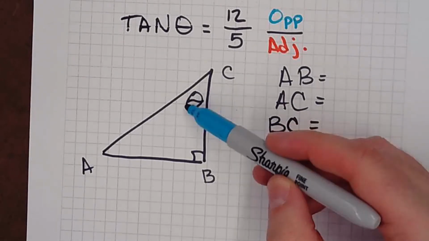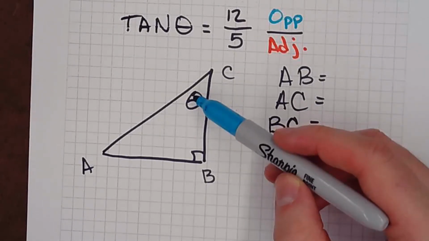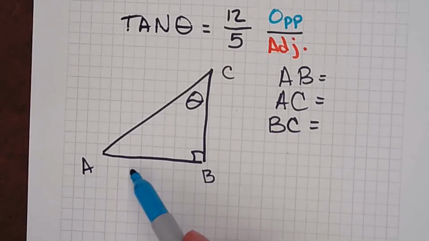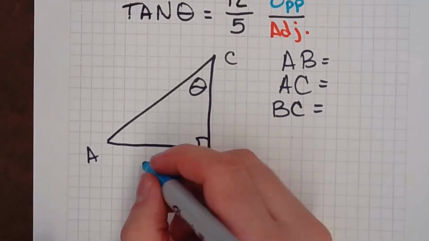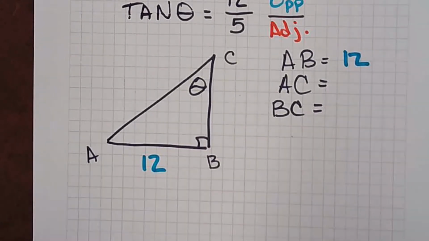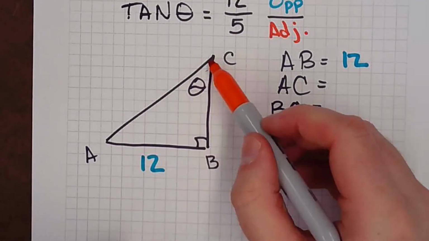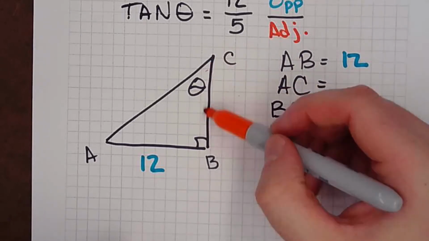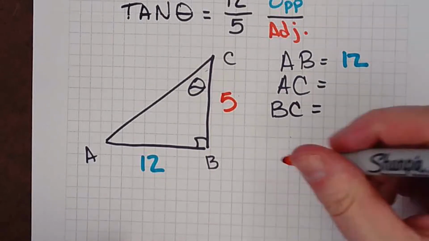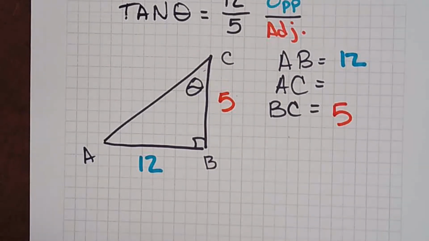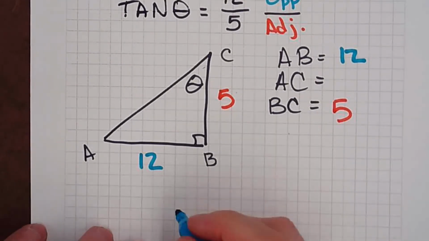So here's theta. The opposite side to theta is AB. So what's AB going to be? 12. The adjacent to theta, well, this is the hypotenuse, right? So the adjacent must be this one. So how long is the adjacent? 5. And that's BC. So we need to find AC. We need to find the hypotenuse. So how are we going to do it? What are we going to use?